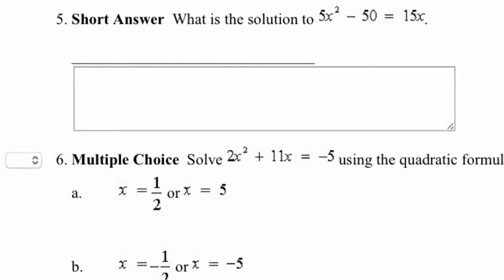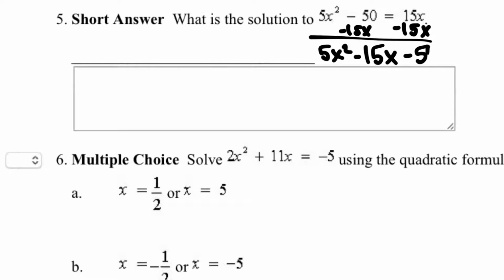First of all, it's not in any of the forms that we like. It's not in standard form, which we like for quadratic formula or for factoring. It's not even ready for completing the square, okay? So the first thing I'm going to do is move the 15x to the left side and put it in standard form, and then I'm going to make a decision about what to use, okay? When I move 15x this way, I get 5x squared minus 15x minus 50 equals 0. That's what I have.